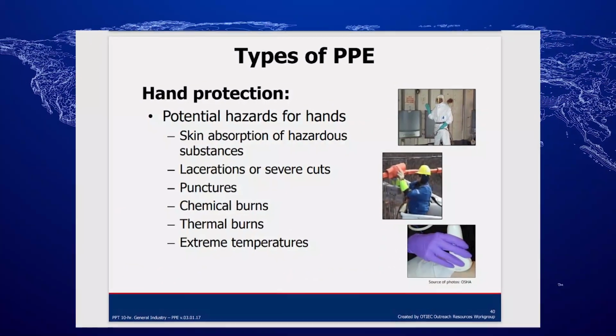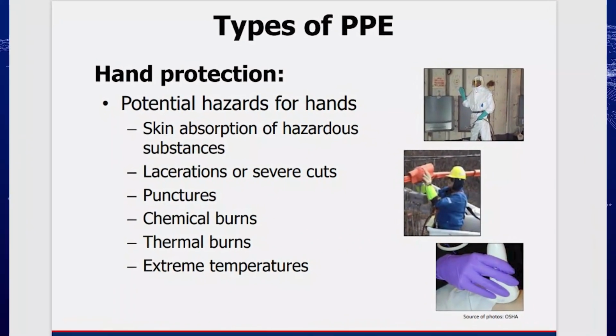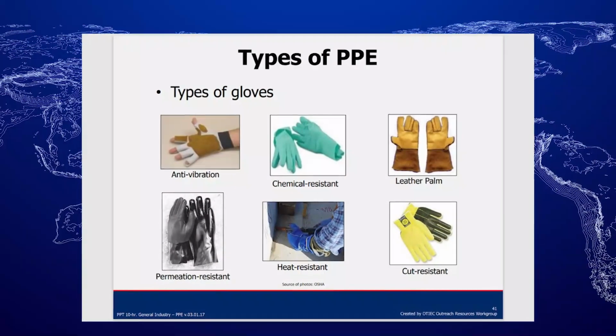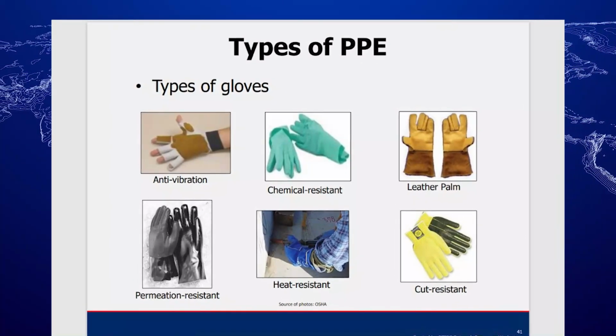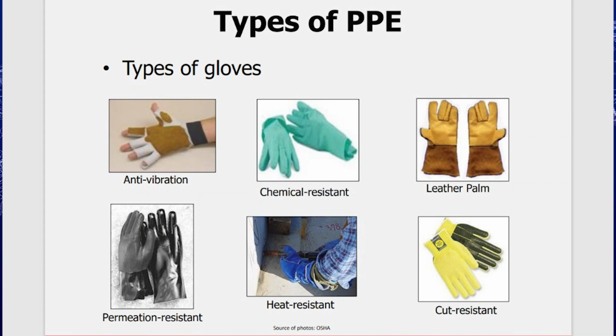Hand protection. Potential hazards for hands: skin absorption of hazardous substances, lacerations or severe cuts, punctures, chemical burns, thermal burns, and extreme temperatures. Types of gloves: anti-vibration, chemical resistant, leather palm, permeation resistant, heat resistant, cut resistant.